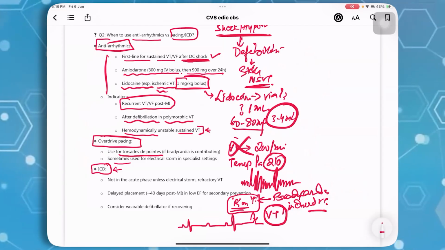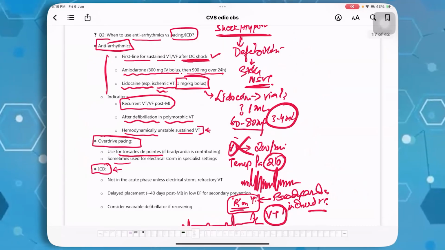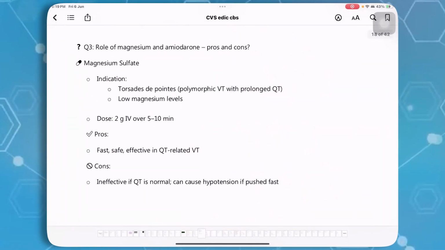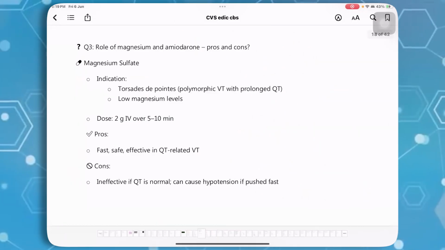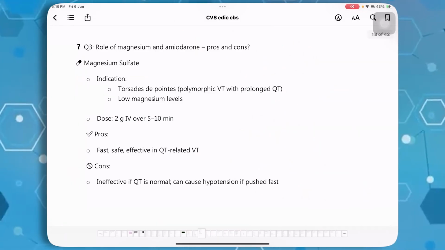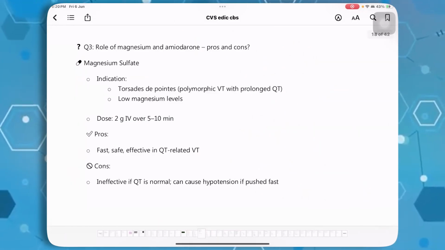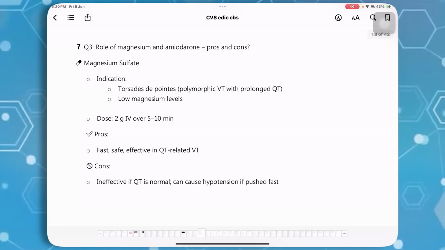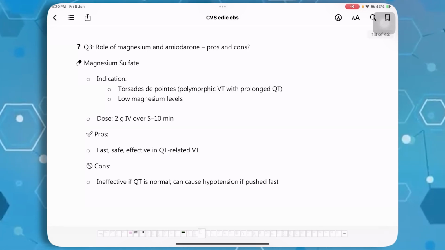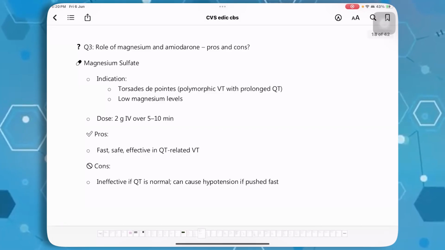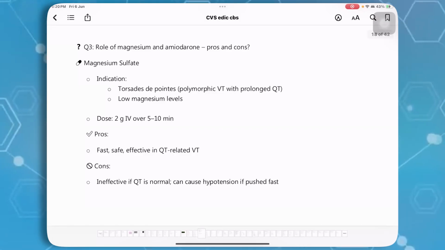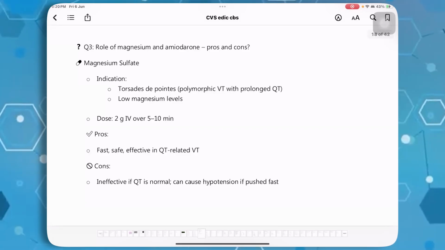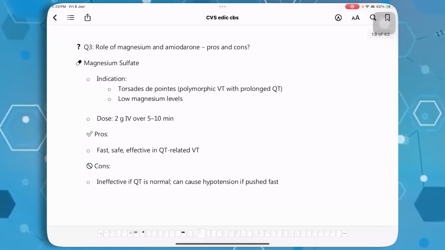So these are the questions that will be asked there, and you will be responding to them confidently. So what is the role of magnesium in management of ventricular tachycardia or arrhythmias post-MI? So magnesium sulfate is indicated in torsades de pointes. It is the drug of choice for management of torsades de pointes arrhythmia, that is polymorphic VT with prolonged QT interval.